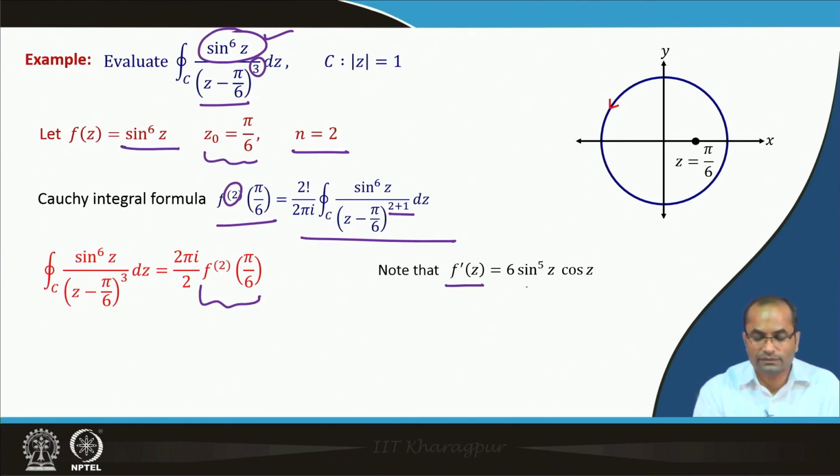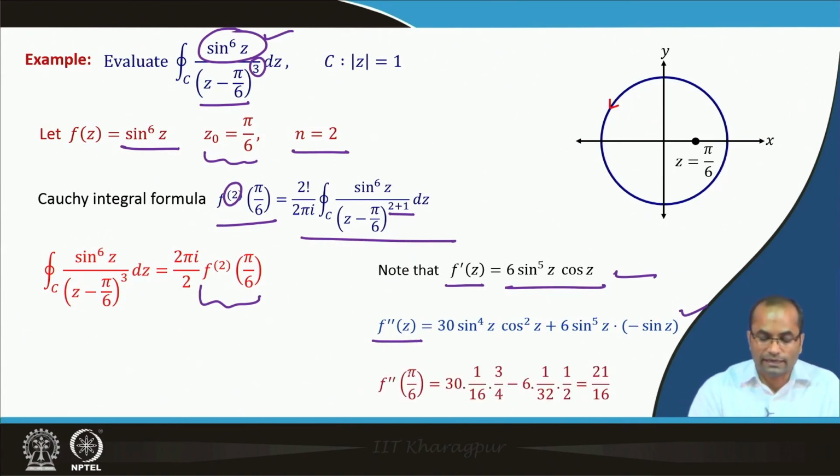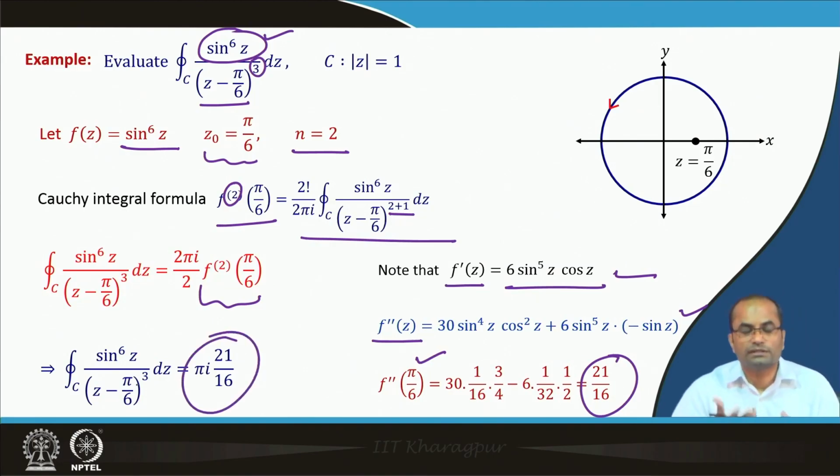So, f prime z is already with sine 6 z we have computed here, and we can do this computation once again for the second derivative, and we can evaluate this at pi by 6. So, the value is coming 21 by 16. So, here if we write 21 by 16, this is the value of the given integral using this derivative formula of the Cauchy integral.